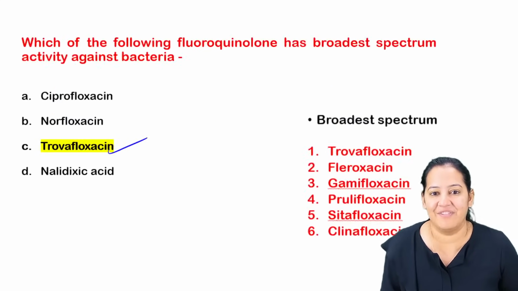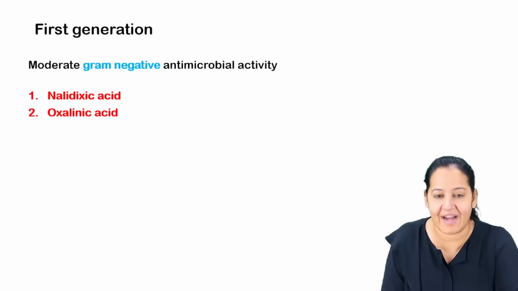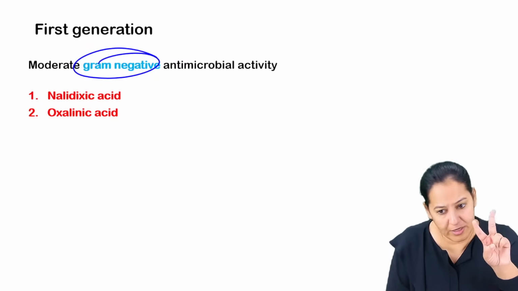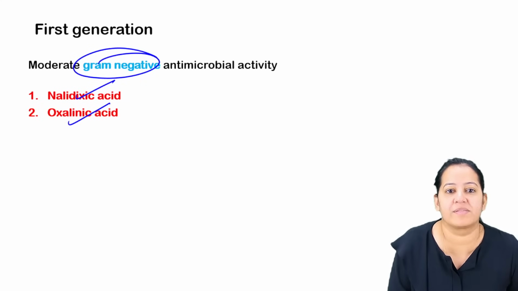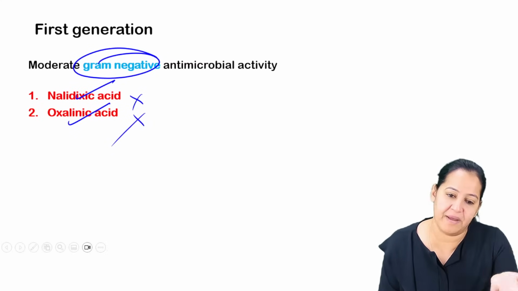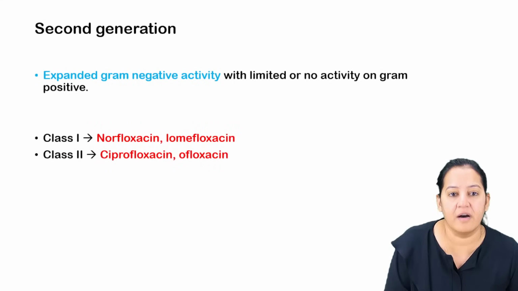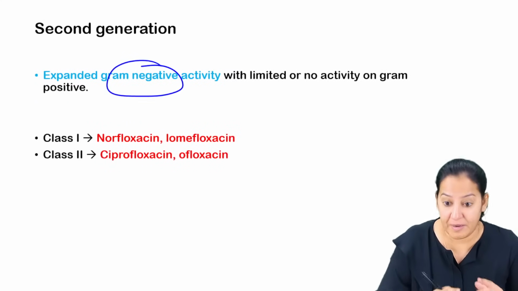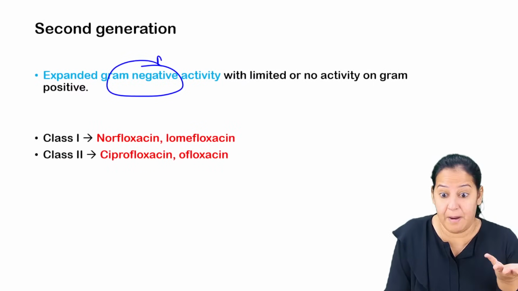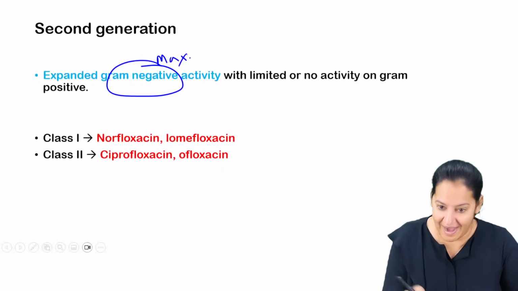What do you mean by that? First, second, third, fourth. First generation acts only on gram-negative bacteria, not gram-positive. It's a very narrow spectrum. Only 2 first generation drugs are there, nalidixic acid and oxolinic acid. We don't use them nowadays because they have a narrow spectrum. They act only on a few gram-negative bacteria. Second generation also acts only on gram-negative, but many gram-negative. This one is for few gram-negative, this one is for maximum gram-negative. So better than the last one.